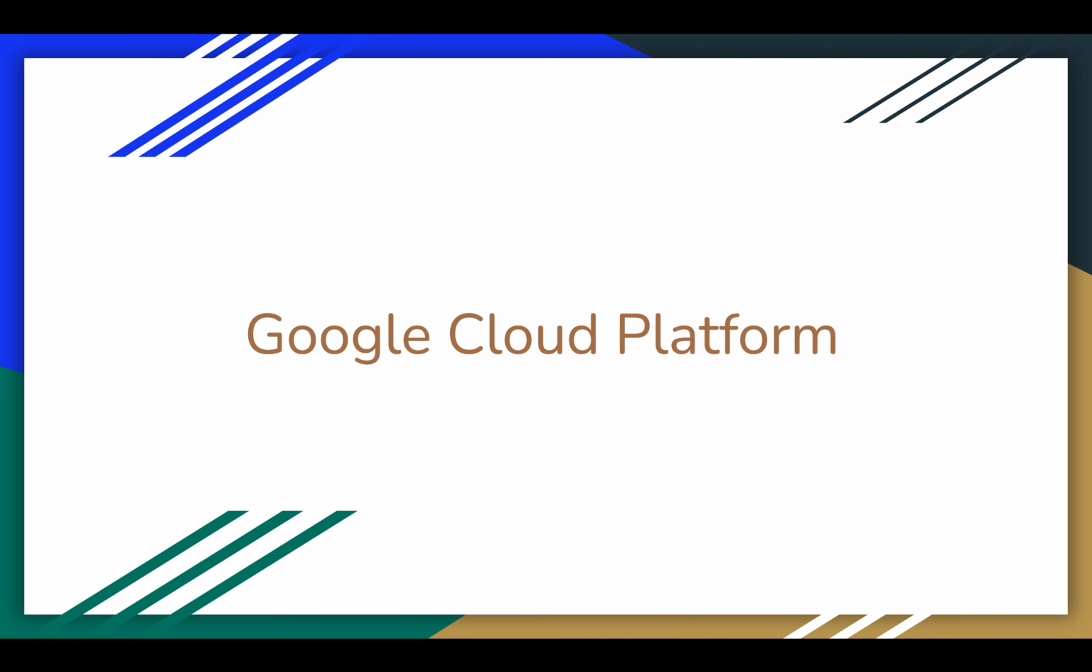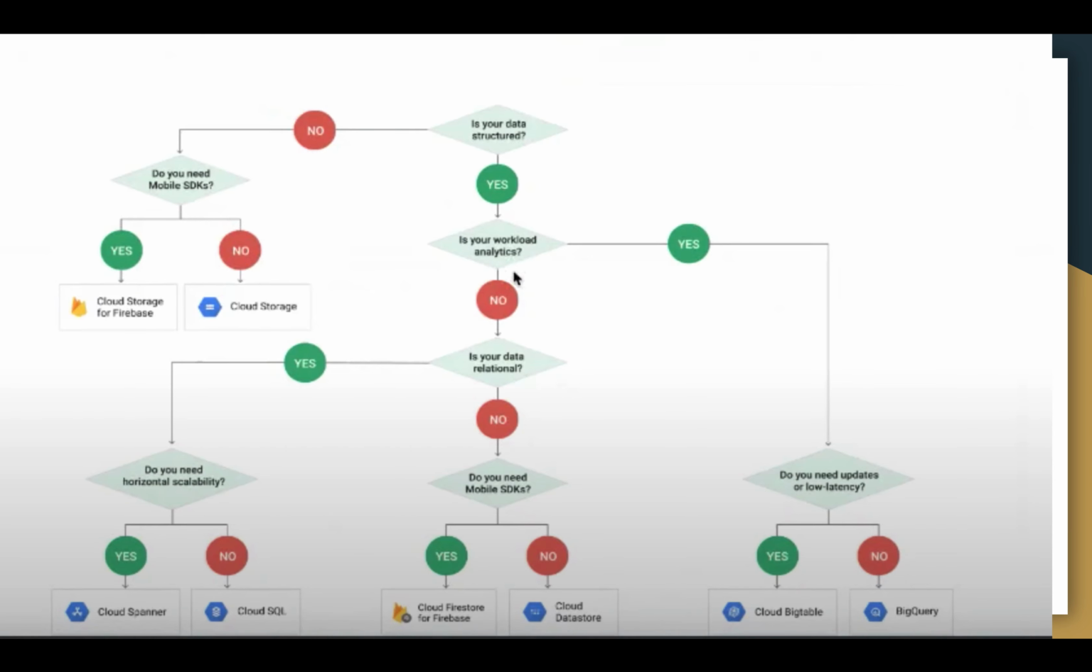We are going to learn Google Cloud Platform. So today we are going to see how to choose the storage options in Google Cloud Platform. We have a few storage options: Cloud Storage, Cloud Bigtable, BigQuery, Cloud SQL, Cloud Spanner, and Cloud Datastore.